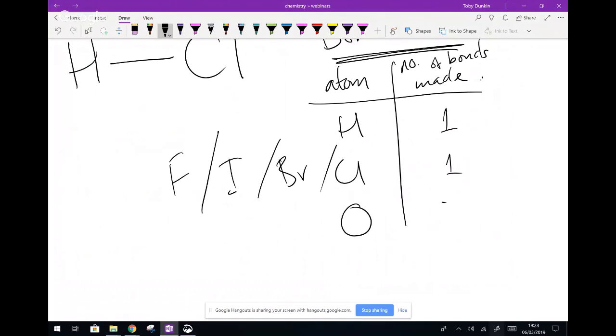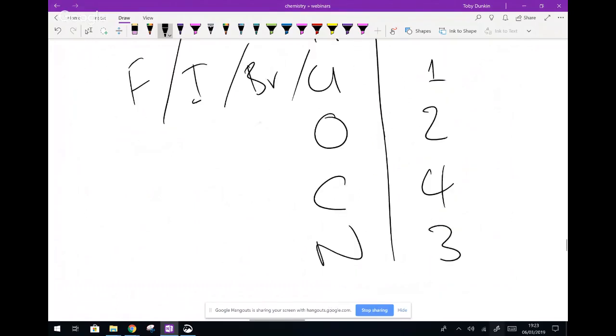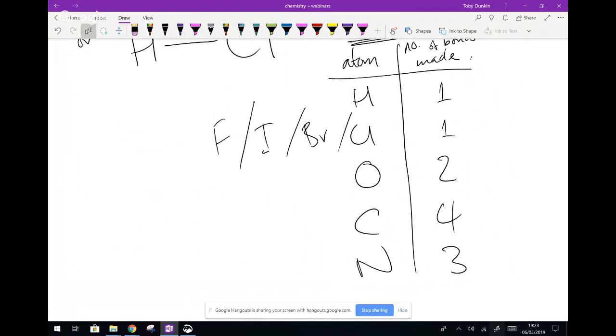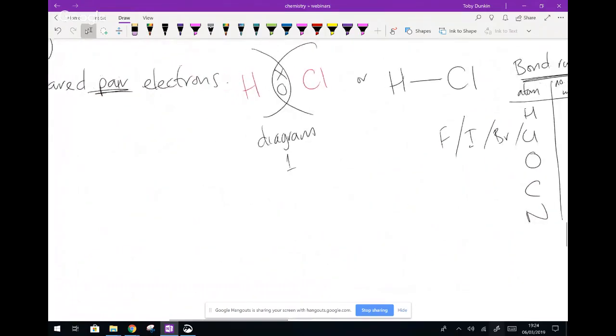Next one, oxygen. Oxygen makes 2. Carbon makes 4. Nitrogen makes 3. Those right there, folks, will hold you in very good stead for the whole of chemistry. All of it. You pick up additional ones, but those guys will be the most important you will ever learn.